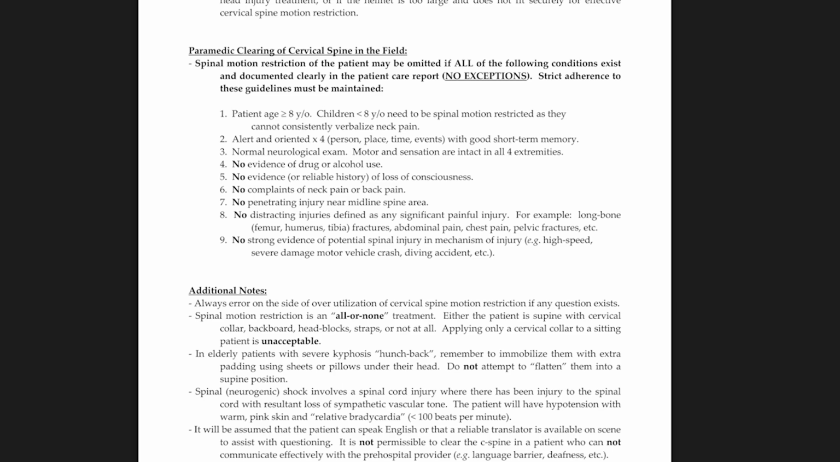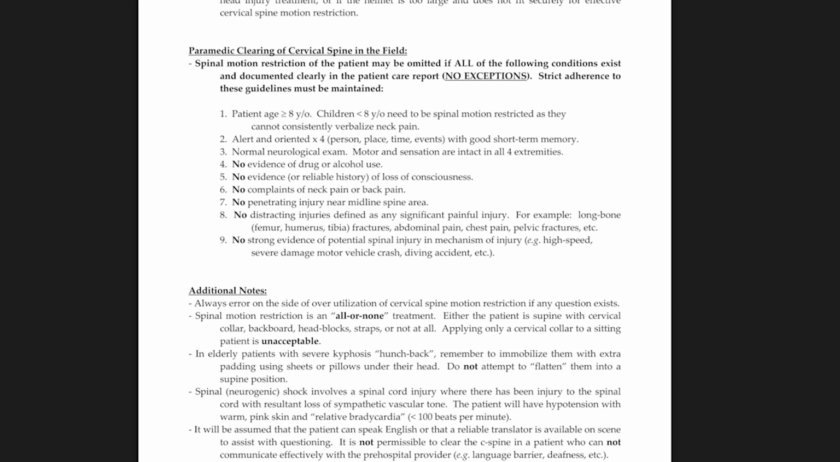For example, if they have a long bone injury such as their femur, humerus, or tibia fractures, abdominal pain, chest pain, pelvic fractures, etc. And no strong evidence of potential spinal injury from a mechanism of injury, such as a high-speed crash, severe damage in a motor vehicle crash, a diving accident, etc.